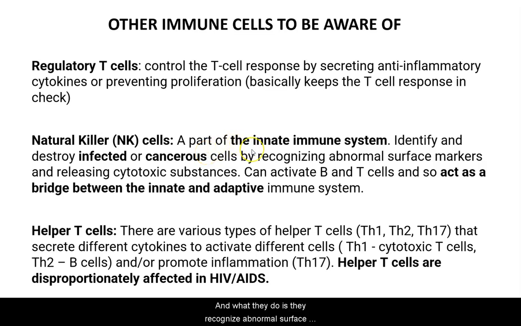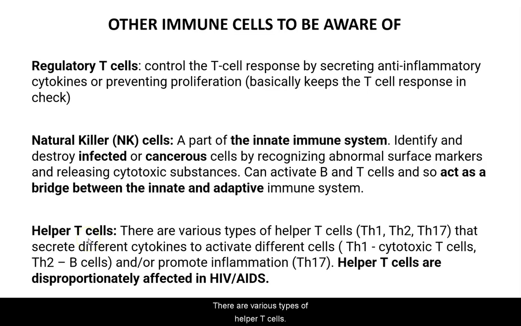And what they do is they recognize abnormal surface markers, and they release cytotoxic substances like perforins and granzymes. They can also activate B and T cells, so they act kind of as a bridge between the innate and the adaptive immune system. And then a little word on helper T cells.